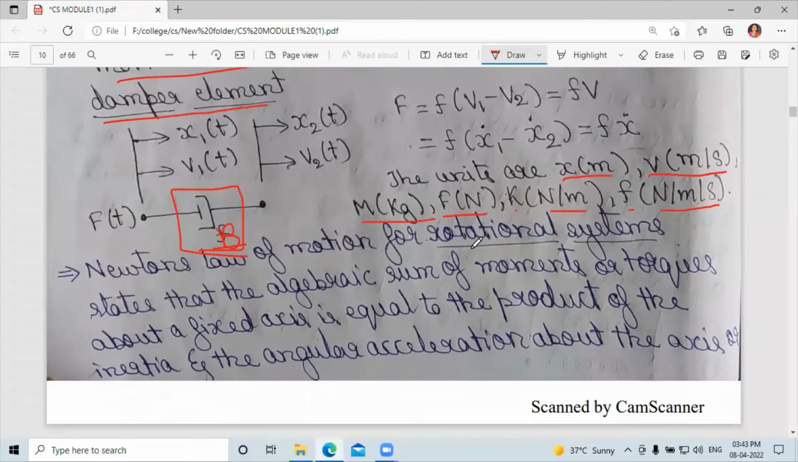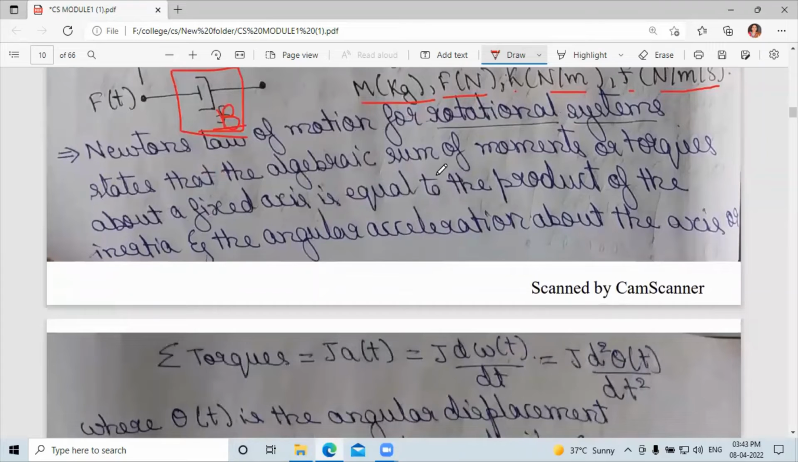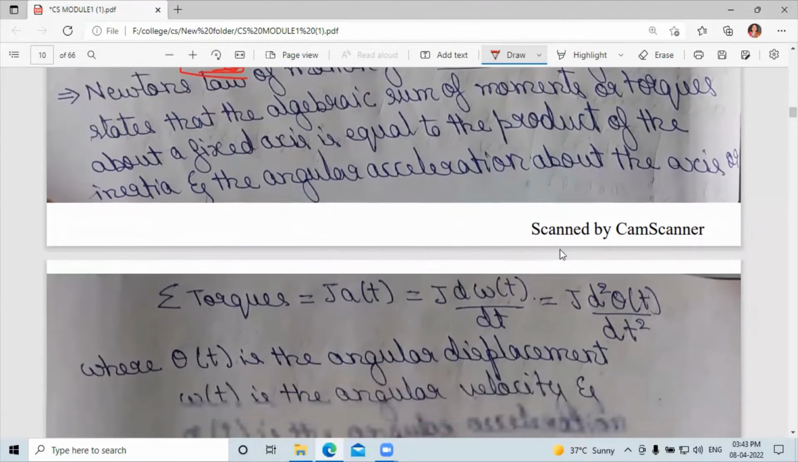Newton's law of motion for a rotational system states that the algebraic sum of moments or torques about a fixed axis is equal to the product of the inertia and the angular acceleration. Similarly, instead of force we have written torque, and instead of mass we have written inertia. So inertia into acceleration.